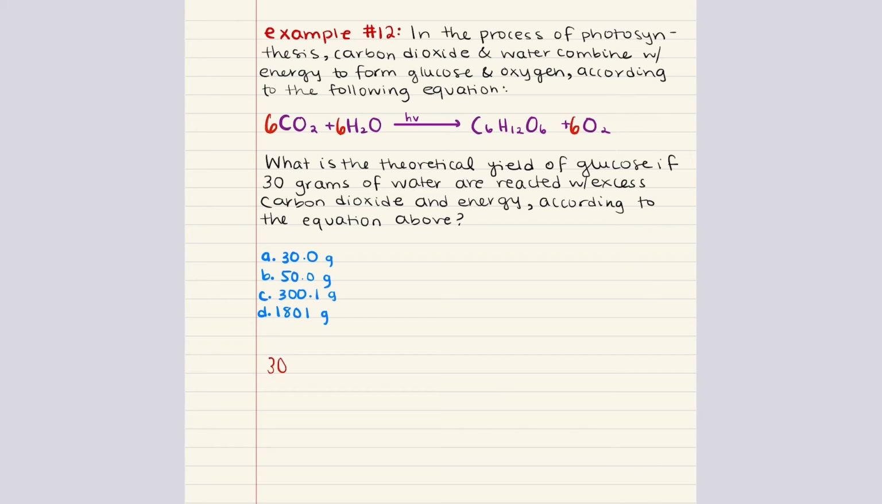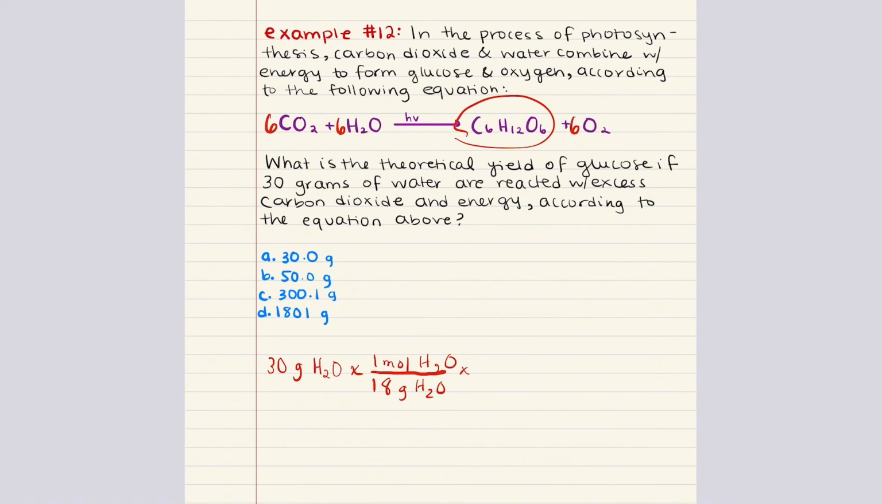We're given that we have 30 grams of water to begin with. We want to figure out the theoretical yield of glucose. So here, we're going to use the stoichiometry from this balanced chemical equation to figure that out. The first thing we're going to want to do is convert grams of water to moles of water. Water is 18 grams per 1 mole of water.